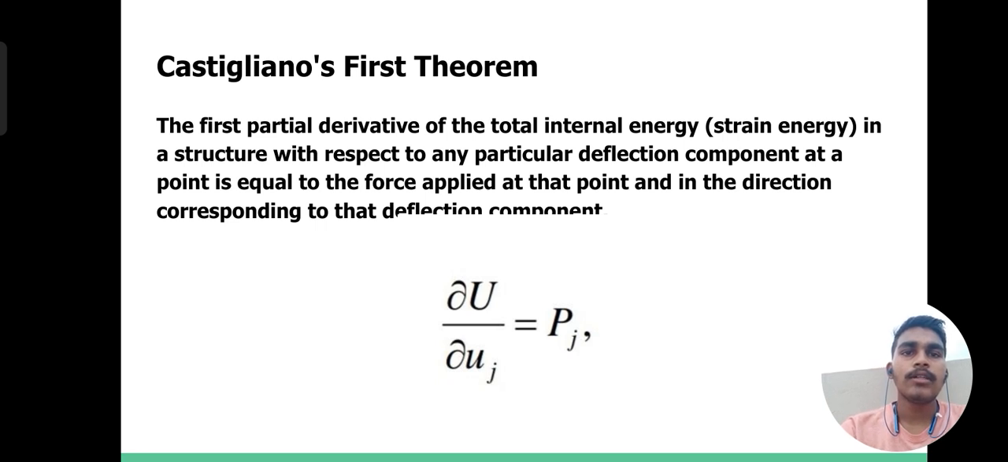So Castigliano's first theorem tells about the first partial derivative of the total energy in a structure with respect to a deflection component at the point is equal to the force applied at that point in the direction of the corresponding deflection component. This is Castigliano's first theorem.